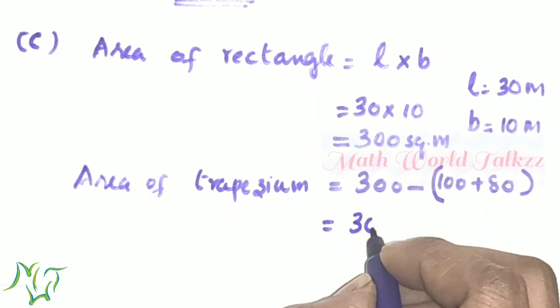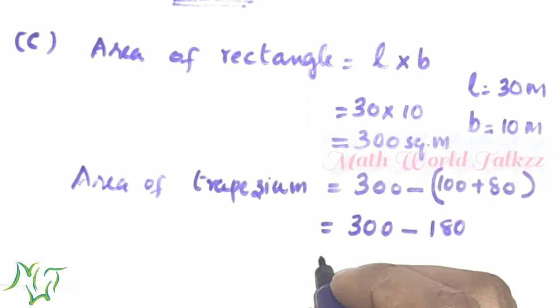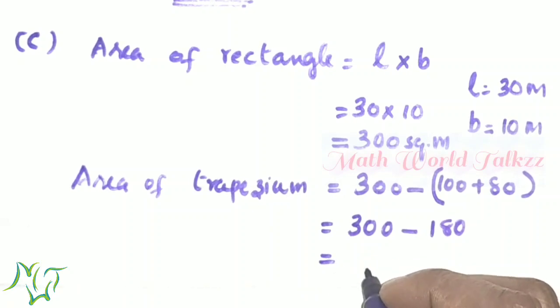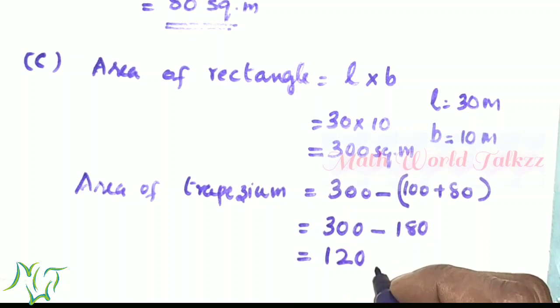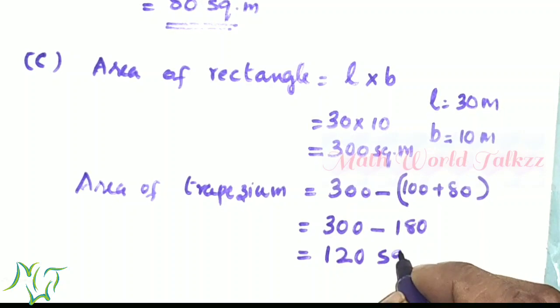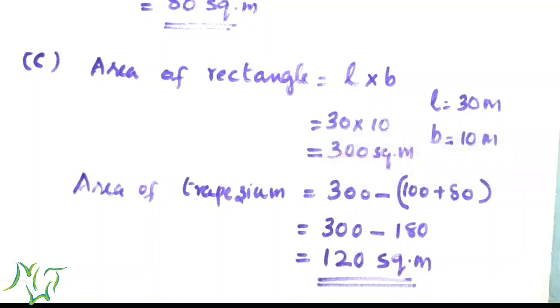Is it? So 300 minus 180. Then what is 300 minus 180? 120. Unit is square meter. So this is our required answer. That's all for this day. Thank you.